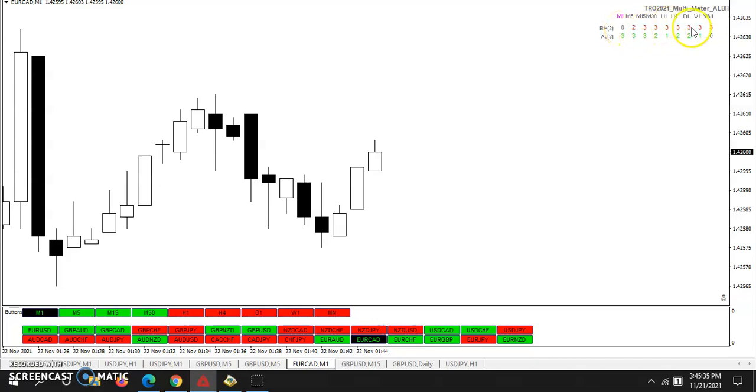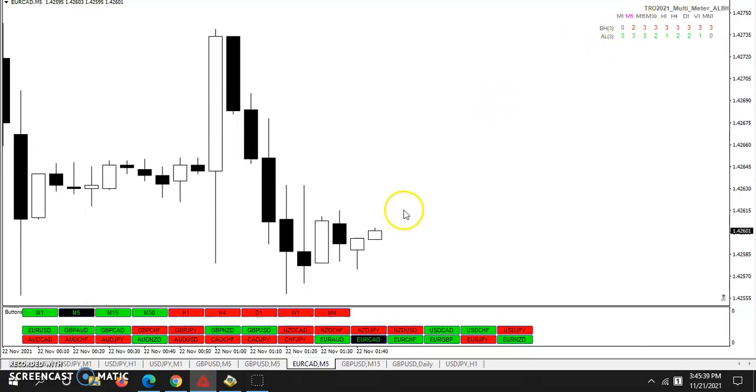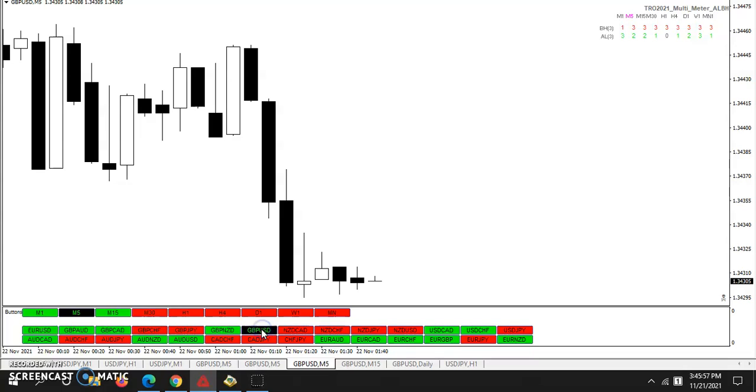And so you can start to see that. So here on M5, you see it's above or below 2 of the last 3 highs, but it's above all 3 of the last 3 lows. So that's telling me maybe we might have a breakout pending here on the M5. And for some reason I switched pairs when I clicked on something.